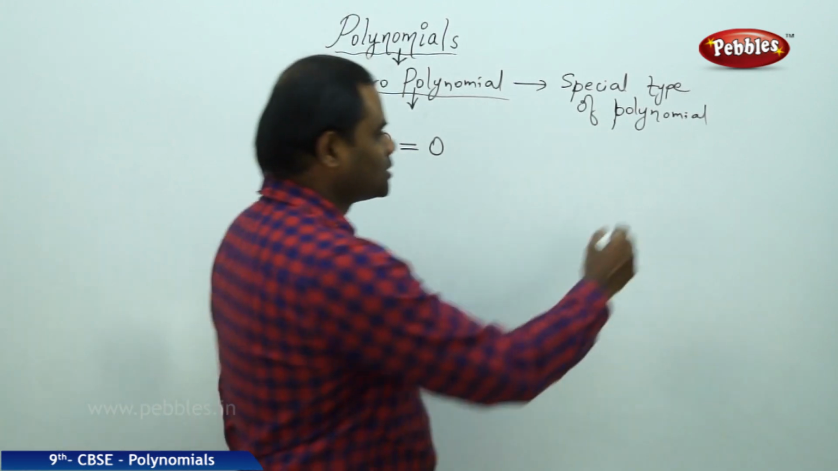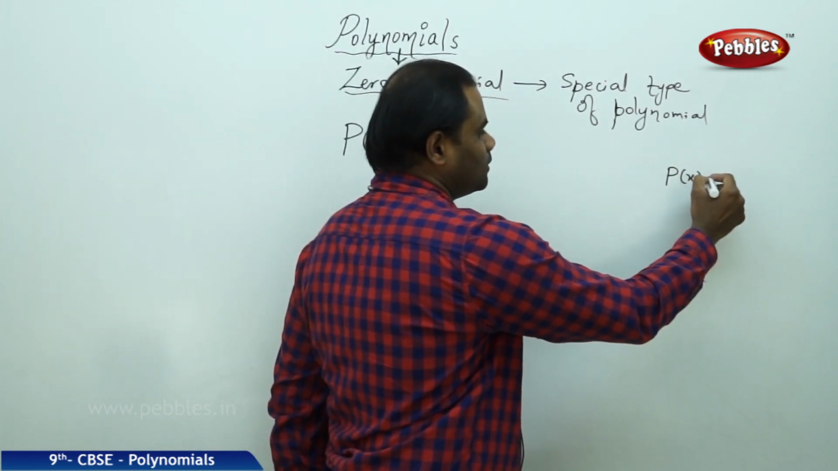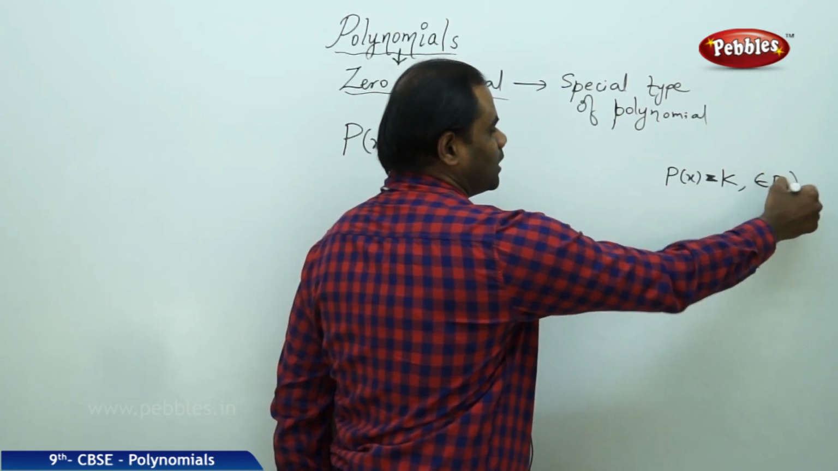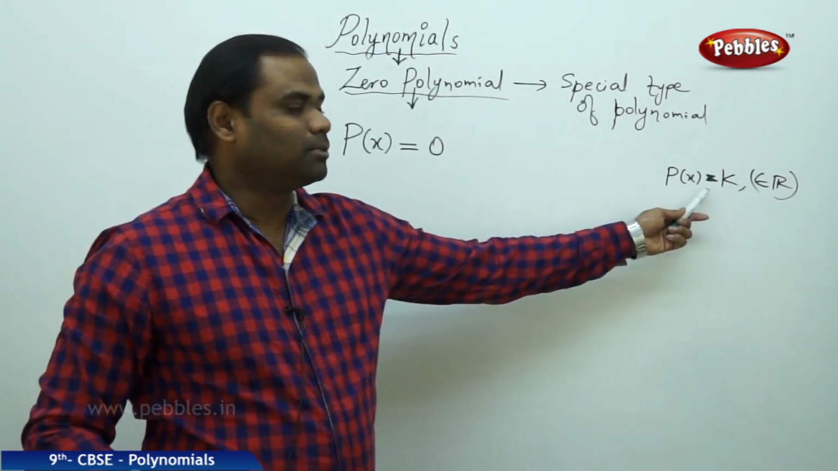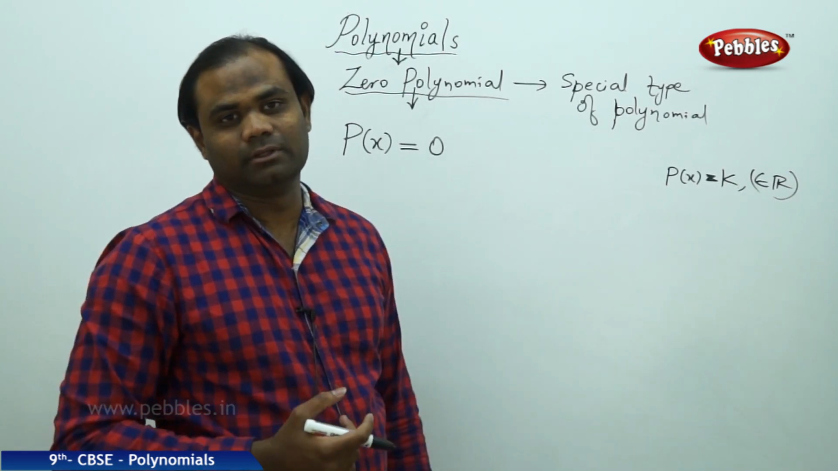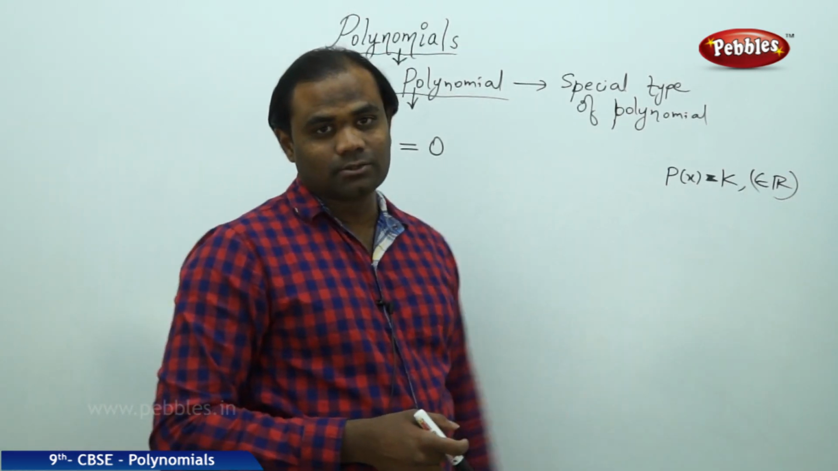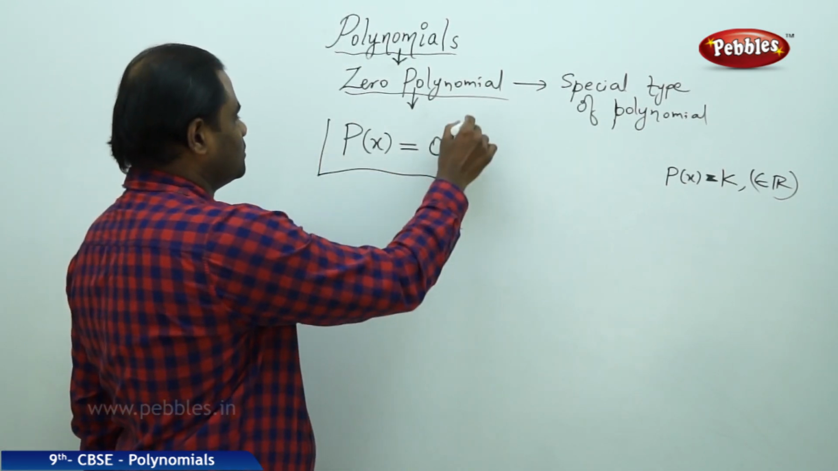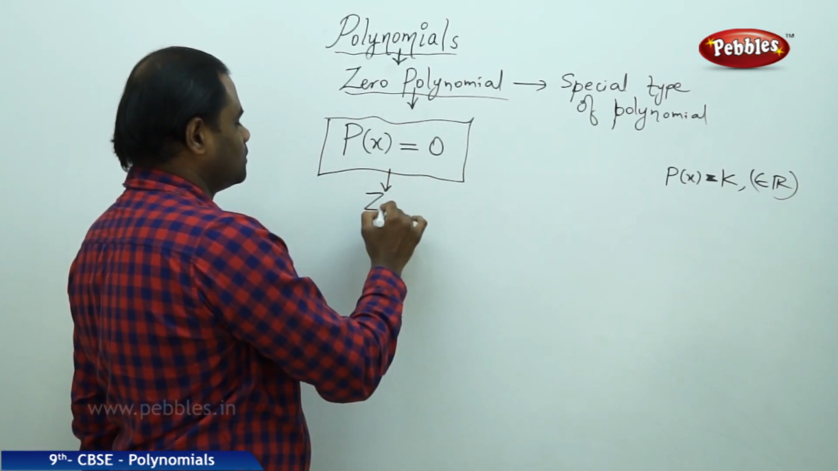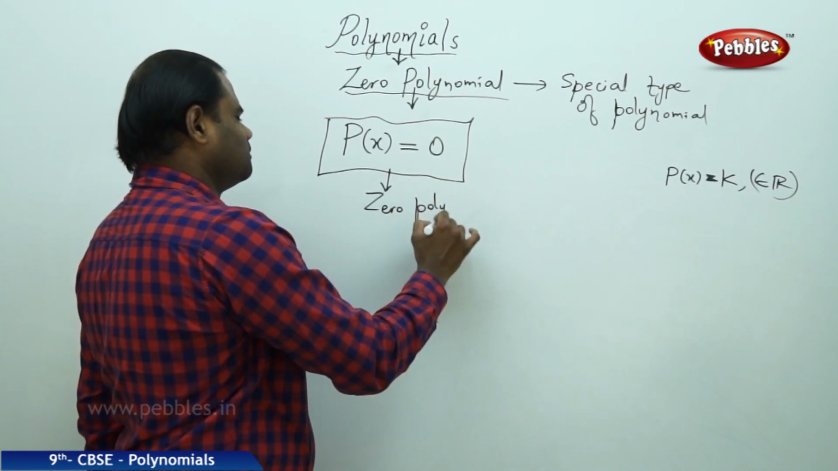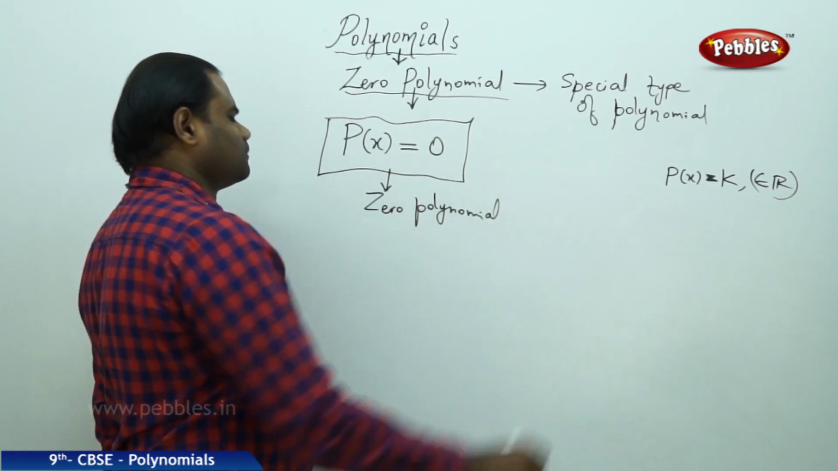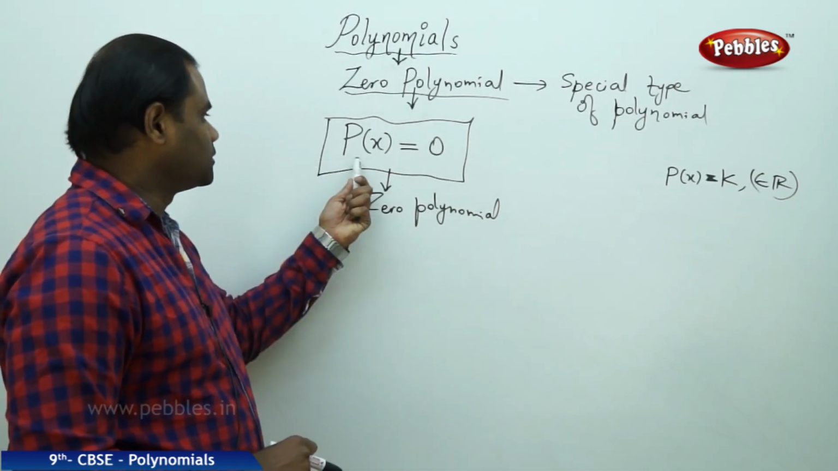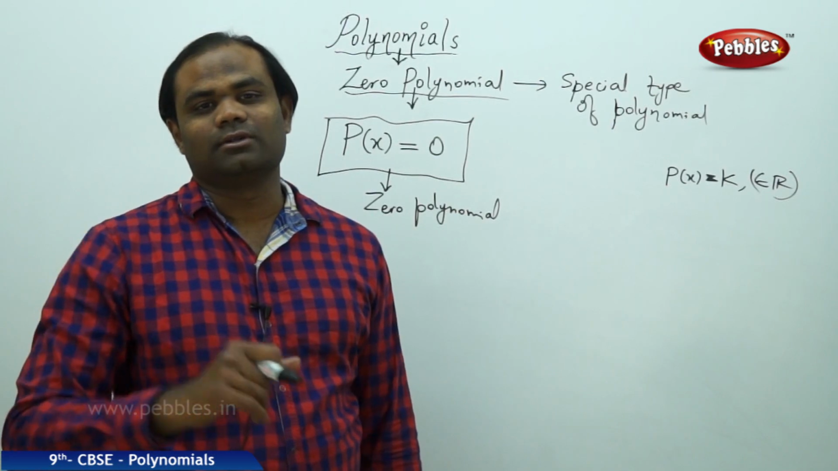We know that a constant polynomial is a polynomial which just has its k belonging to R, k being any real number. If that real number is exclusively the value 0, then this polynomial is called a zero polynomial. This is how we define the zero polynomial with its own definition. P of x equals 0 is called a zero polynomial.